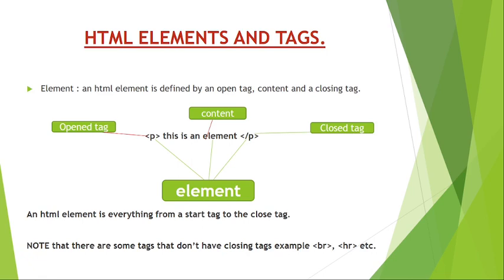In this part of the video, I'll talk to you about HTML elements and tags. An HTML element is simply defined by an open tag, content inside the tag, and a closing tag. An HTML element is everything from the start tag to the closing tag. As you can see on the screen, I've labeled an open tag, the content inside the tag, and the closing tag. All of those things together form an element. Note that there are some tags that don't have closing tags, for example the BR and the HR. This therefore means that there will be some elements that will not have content inside, like the BR, because they don't have closing tags.